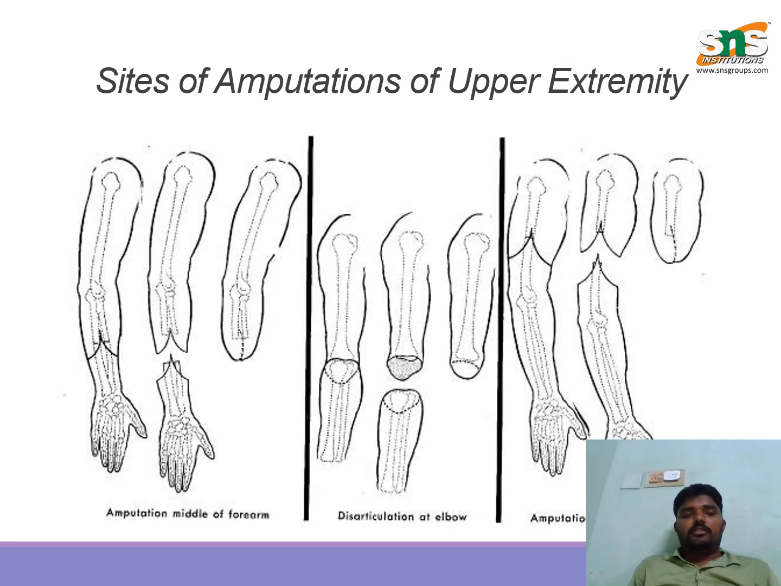Then the sites of amputation. These are the sites of the amputation. Amputation in the middle of the forearm. Then there is a transradial amputation, then disarticulation of the elbow.